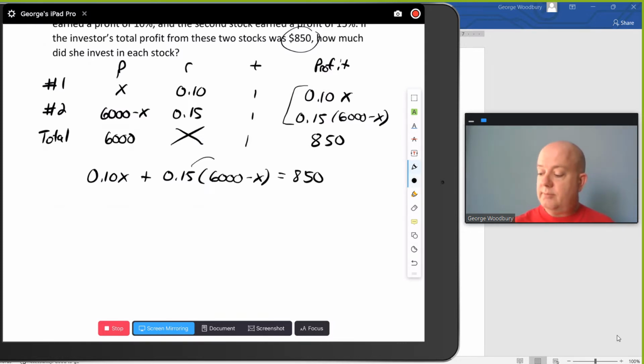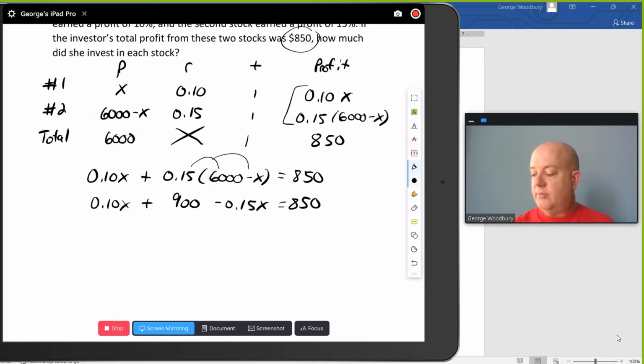We'll begin by distributing. With all of these applied problems that we've been doing, notice that that's typically the first step. There's some kind of distributing to do. The 0.10x stays the same, plus 0.15 times 6,000 is 900. You do that on your calculator. 0.15 times negative x is minus 0.15x equals 850. Now we've got like terms on the left-hand side, 0.10x minus 0.15x. When we combine those, we get negative 0.05x plus 900 equals 850.